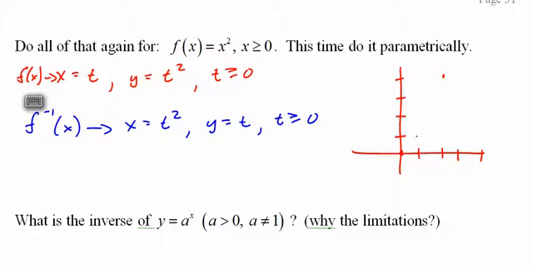So it actually does it here. There's my function. Here's my inverse function. Hits at 0 and 1. And then at 2, it hits out here at 4. And here's my y equals x line. Let's just do it parametrically.